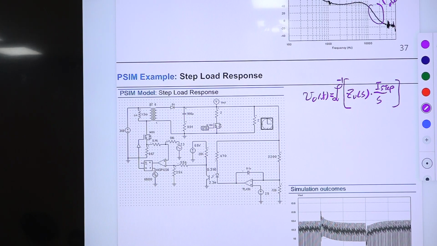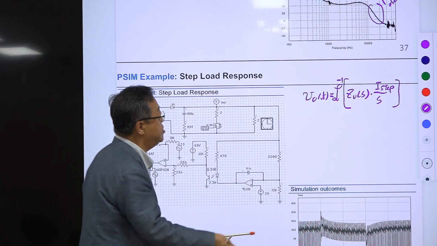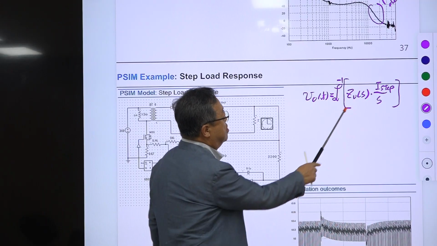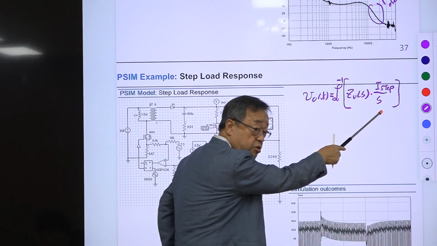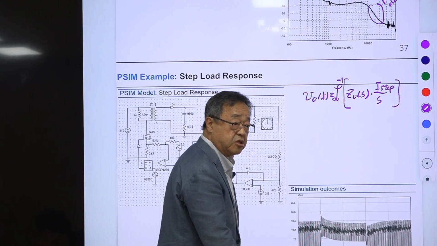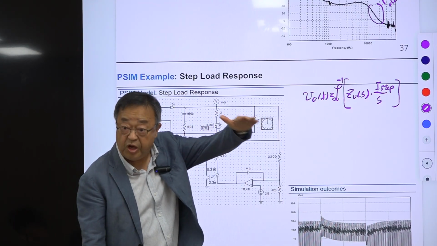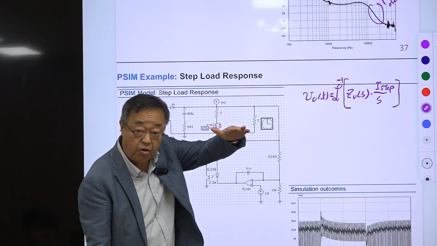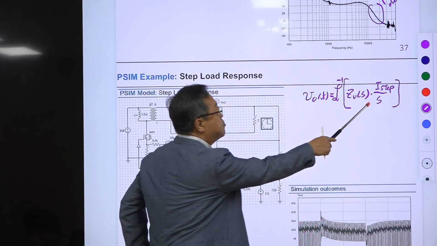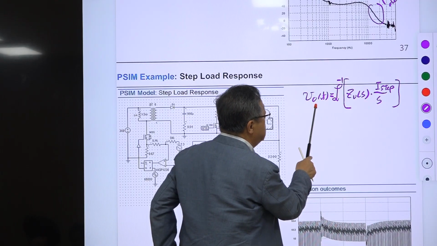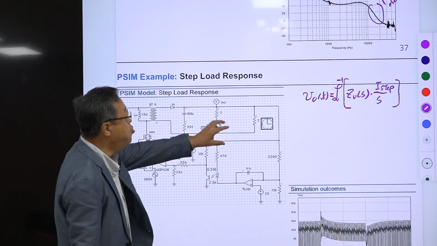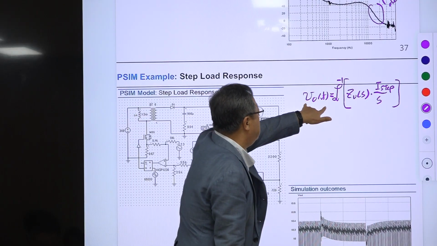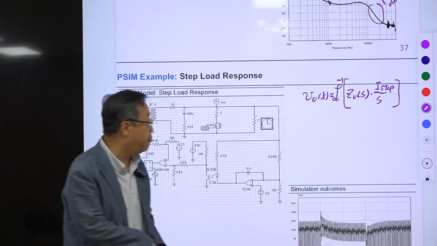Let me use this notation. The -1 is the inverse Laplace transformation. Let me repeat this. This is the load current to output transfer function. This is a disturbance source. So this is the S domain expression of the step change in load current, and this is the S domain expression of the output voltage. But you take the inverse Laplace transformation to predict the time domain waveform of the output voltage.